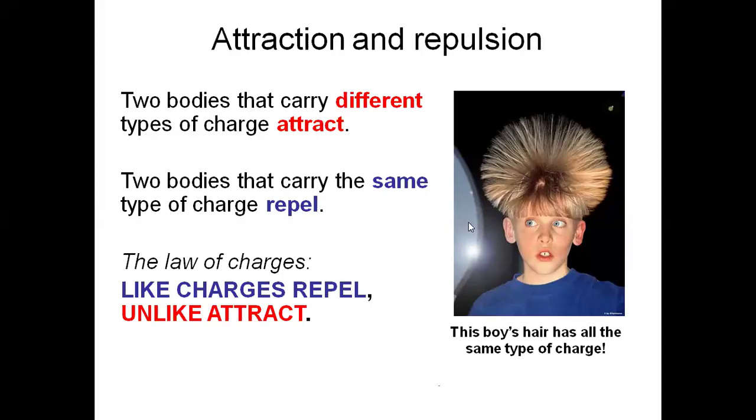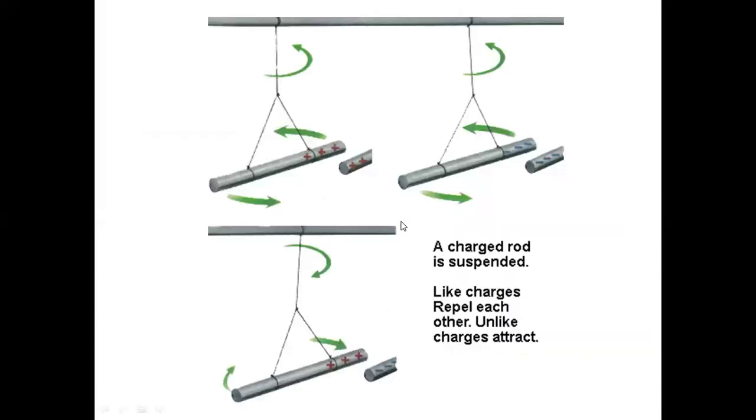Like the boy's hair here, they have similar charge, so the strands all erect and stand away from each other because the type of charge on each strand of hair is the same. Here there are suspended rods shown, and we can see the positively charged rod is being repelled by another positively charged rod. In the same way, a negatively charged rod is repelled by another negatively charged rod. And a positively charged rod is attracted towards the negatively charged rod.